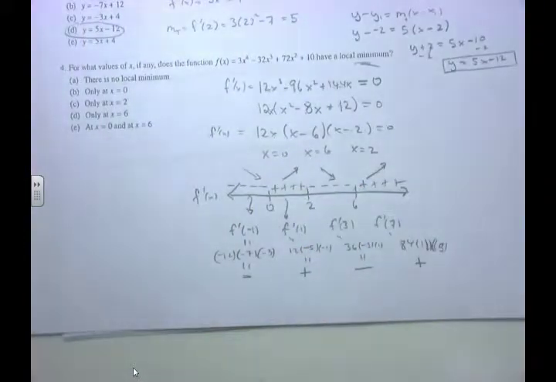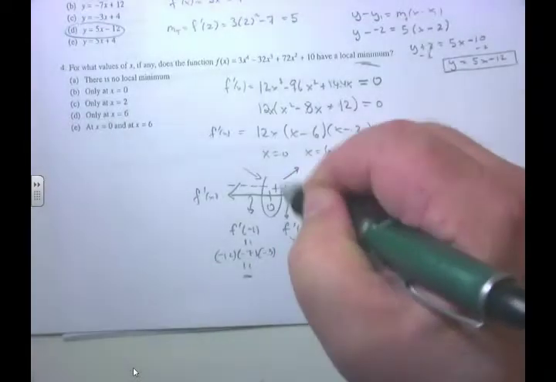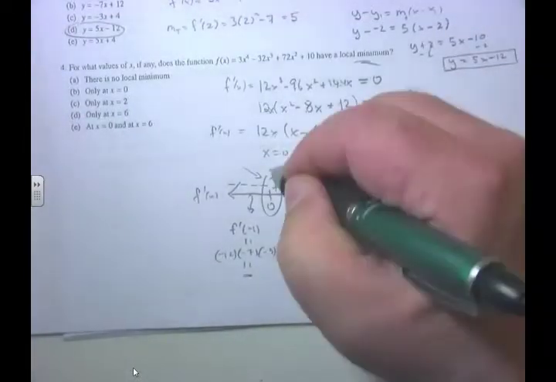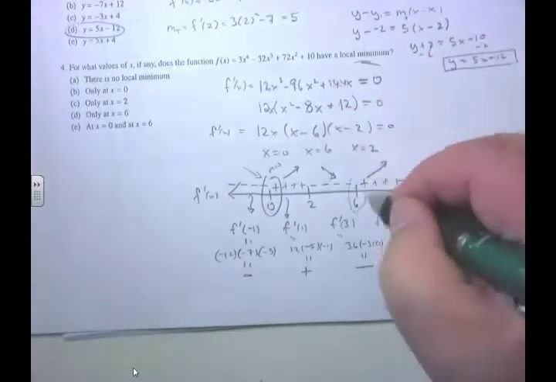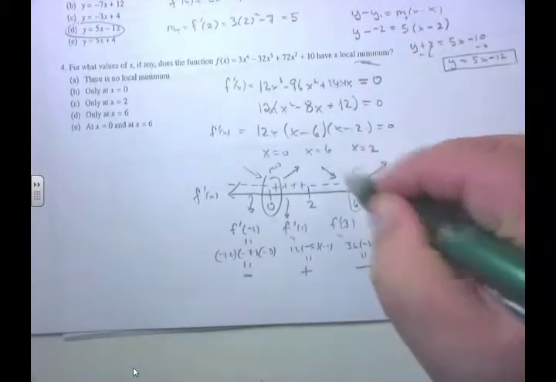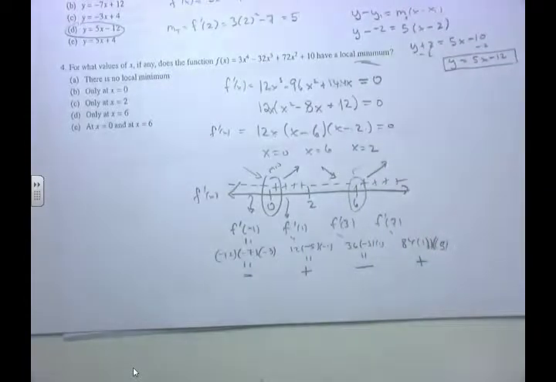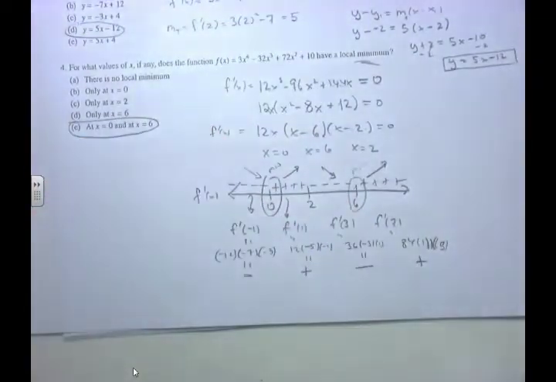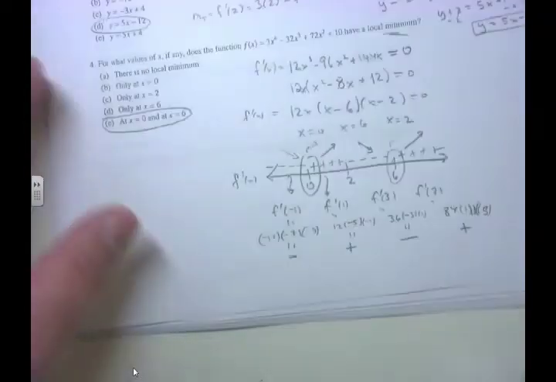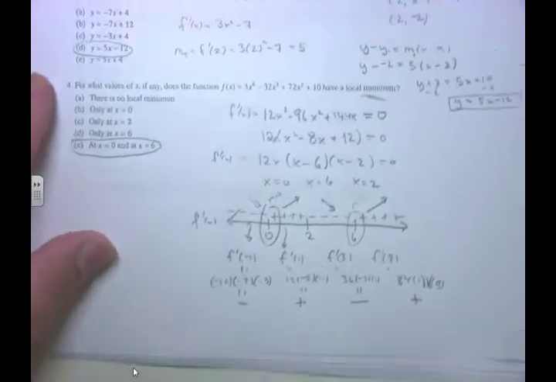So, where are the minimums? 0 is going to be a minimum because I go down and come back up, decrease and then increase. And 6 is going to be a minimum because, again, I'm going down and coming back up. So the answer is 0 and 6. So the answer to this problem is E. Does that make sense?